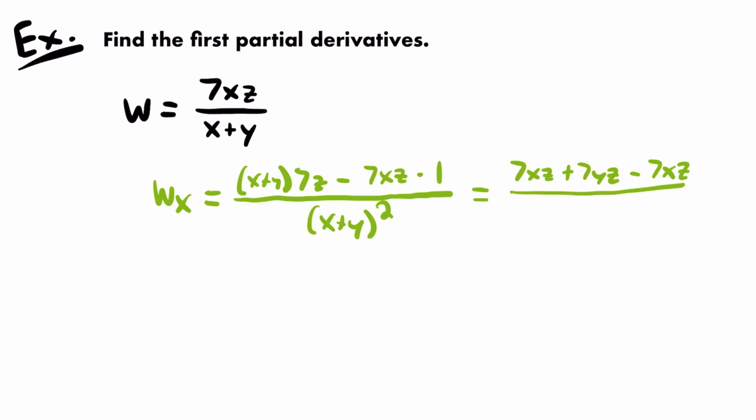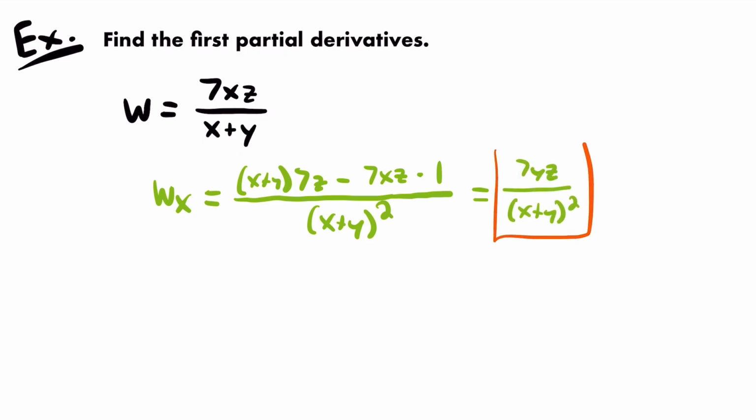The denominator remains the same. We still have (x + y)². But as I pointed out, these two terms cancel each other out. So all you're left with here for the partial derivative with respect to x is 7yz divided by (x + y)². So I'm just going to rewrite it like that.